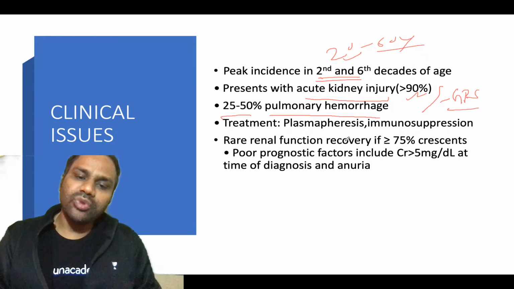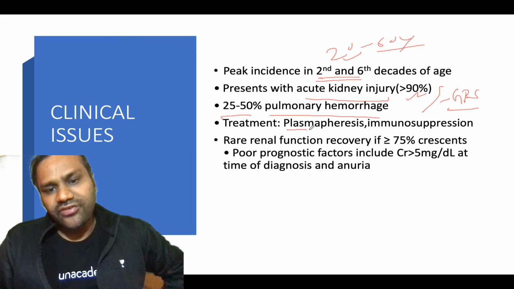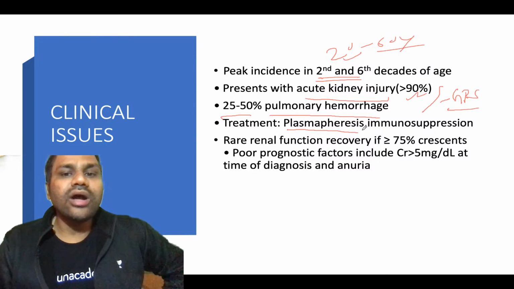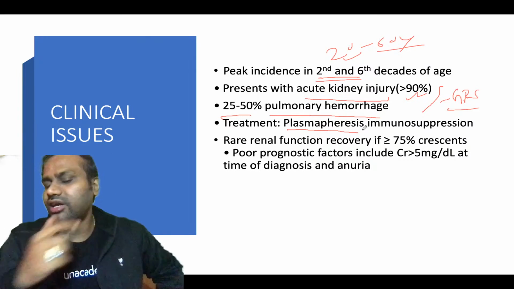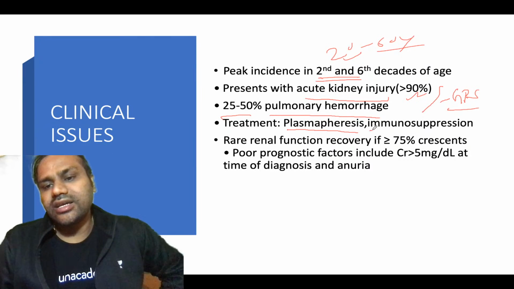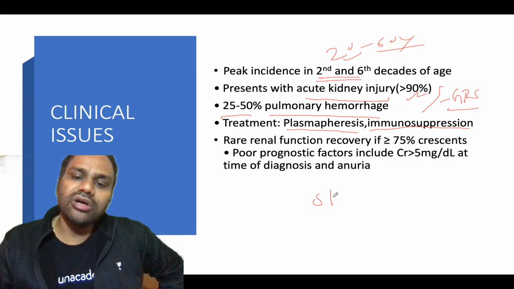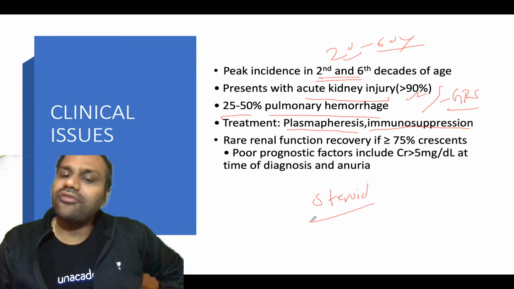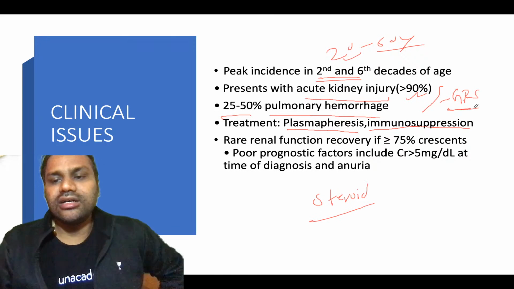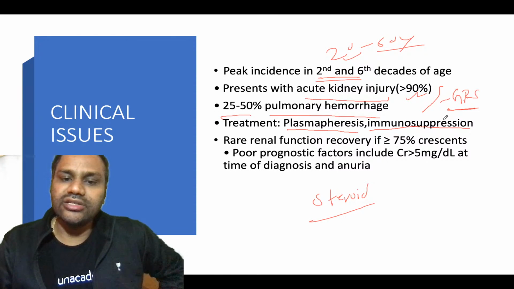Very important: you can treat this by plasmapheresis. Since the antibody has formed, you wash out the antibody by plasmapheresis. You also give immunosuppression, so you can use steroids. These all give a very good prognosis in anti-GBM glomerulonephritis.